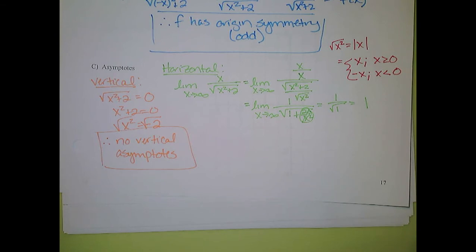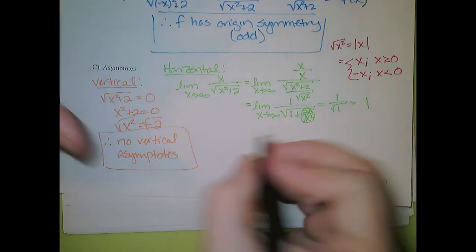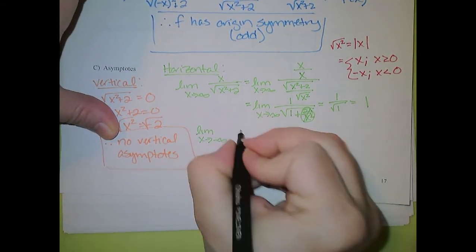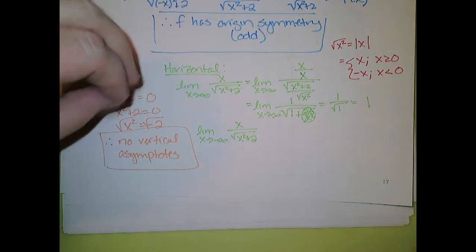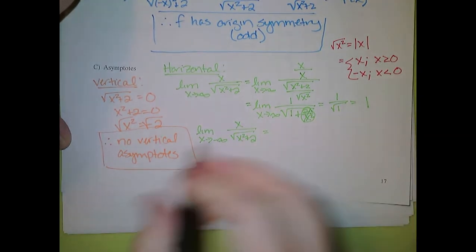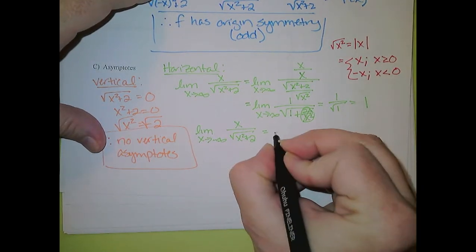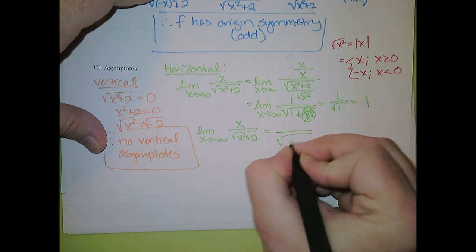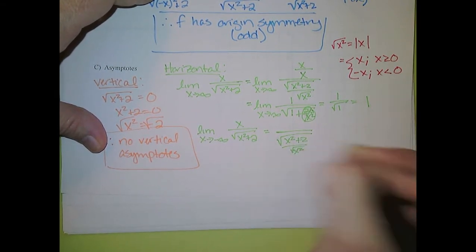Now I need to know what happens on the other end. What happens on the negative values? So now we look at the limit as x is approaching negative infinity of x divided by the square root of x squared plus 2. And I'm going to manipulate this the same way. I'm going to divide both the numerator and denominator by the square root of x squared. So when I do that, I have the square root of x squared plus 2 divided by the square root of x squared. And then I have x divided by the square root of x squared.